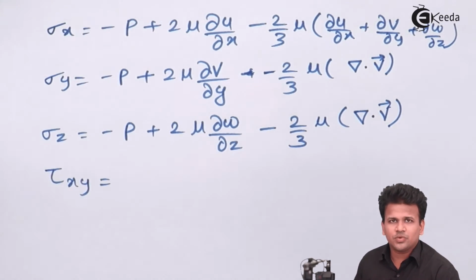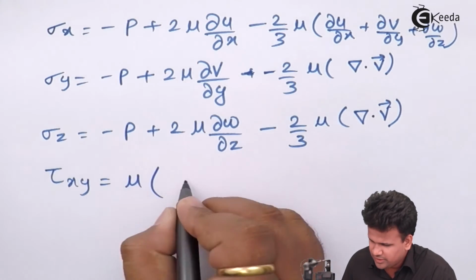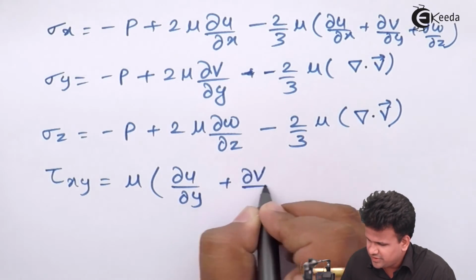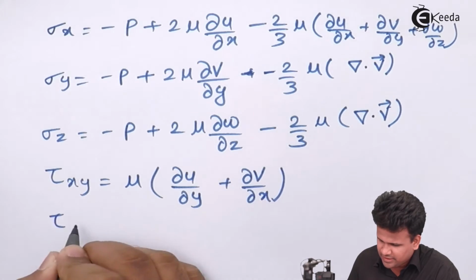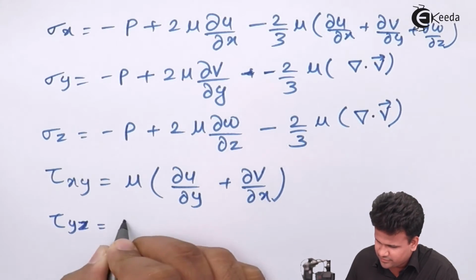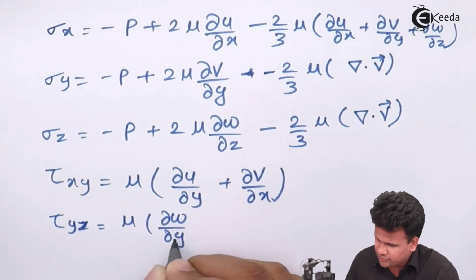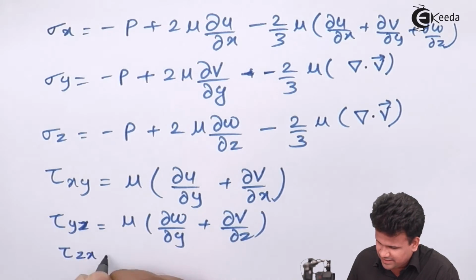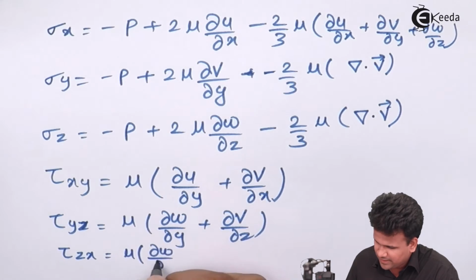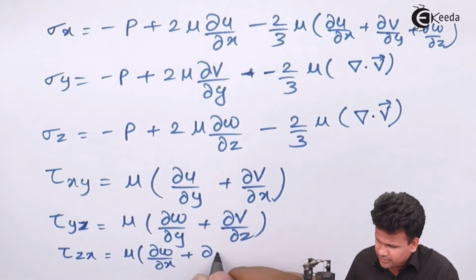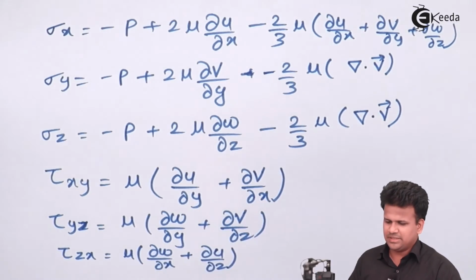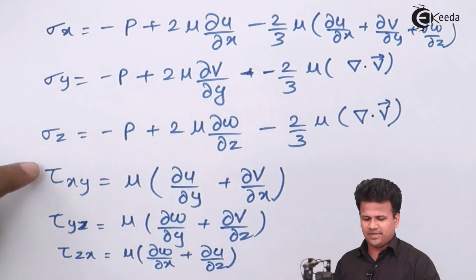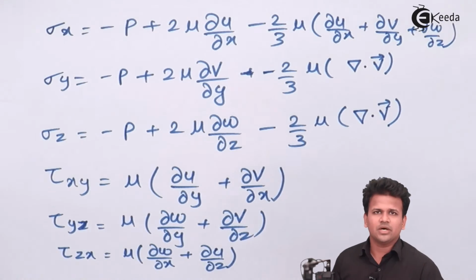So this is the solution for sigma x, sigma y and sigma z, and the solution for tau xy will be given simply by Newton's law of viscosity, that is mu into (dou u by dou y plus dou v by dou x). Similarly, tau yz will be equal to mu into (dou w by dou y plus dou v by dou z), and the last part, tau zx, is equal to mu into (dou w by dou x plus dou u by dou z). So these are the solutions of the equations: sigma x, sigma y, sigma z, tau xy, tau yz and tau zx.